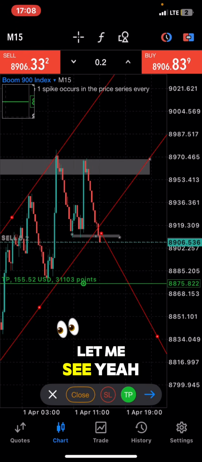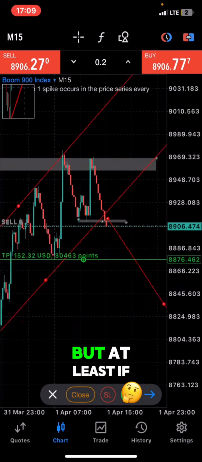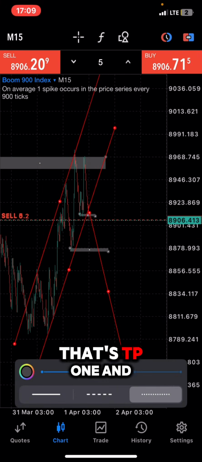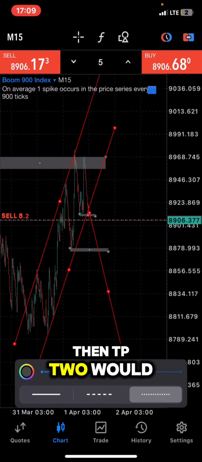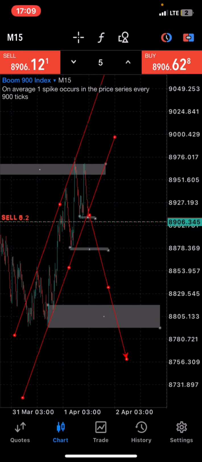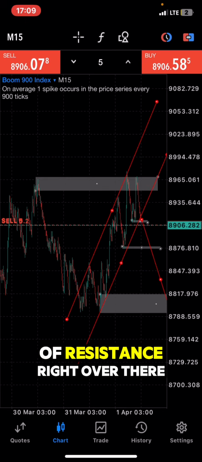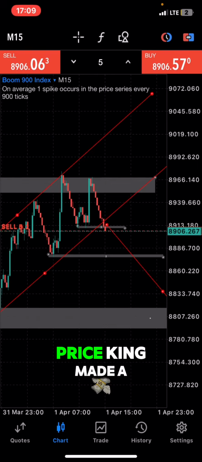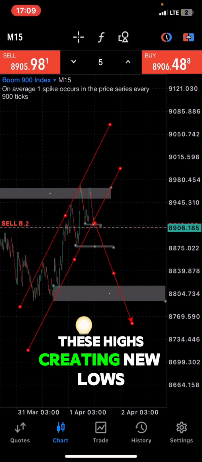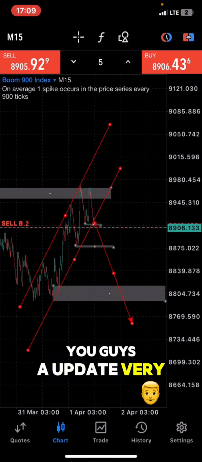Let me see. Yeah, at least down there. Final TP would be somewhere around over here. But at least if it gets down here, I would say this is TP1. And then TP2 would be this low over here, or this whole area right over here would be TP2. So I'll give you guys the update. We just have a nice breakout over here. We have some sort of resistance right over there. Price came, made a breakout structure and is breaking out. It's disrespecting all of these highs, creating new lows. So I will give you guys an update very, very soon.